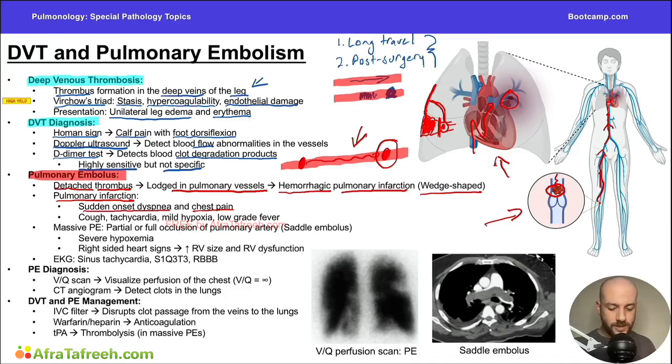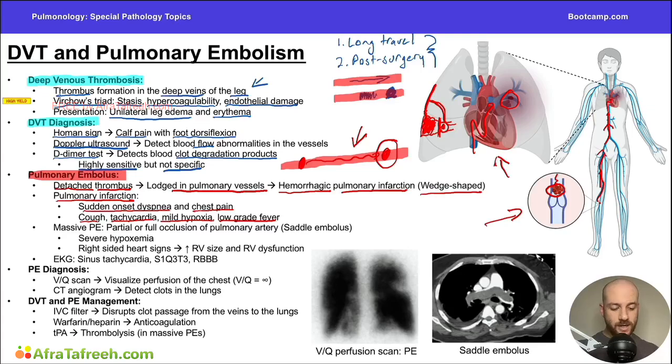Furthermore, other things we can see are cough, tachycardia. We can also get a mild hypoxia. This is because there's certain portions of the lung that blood is not going to anymore, so we're not oxygenating the blood as much. And furthermore, we can get a low-grade fever. This is because the infarcted tissue actually releases pyrogens that can induce a low-grade fever.